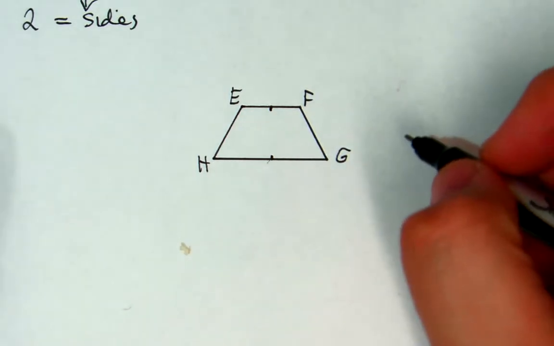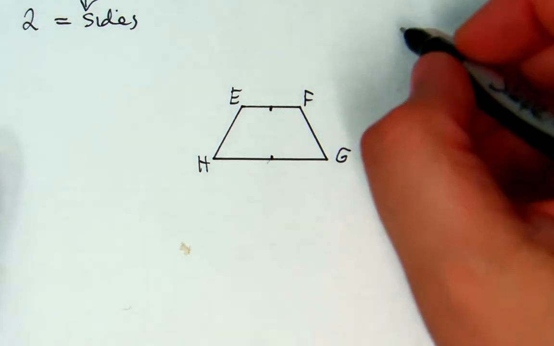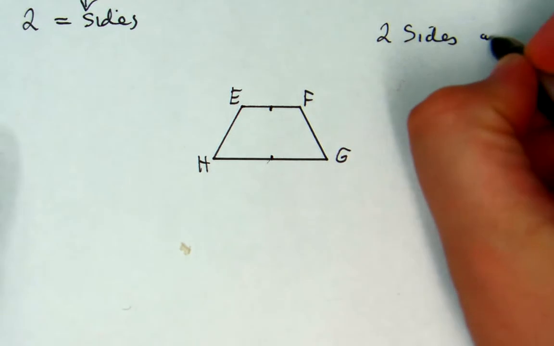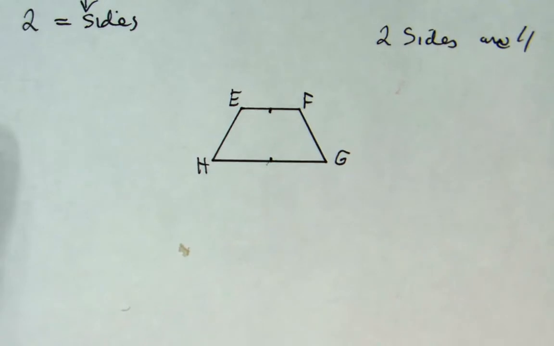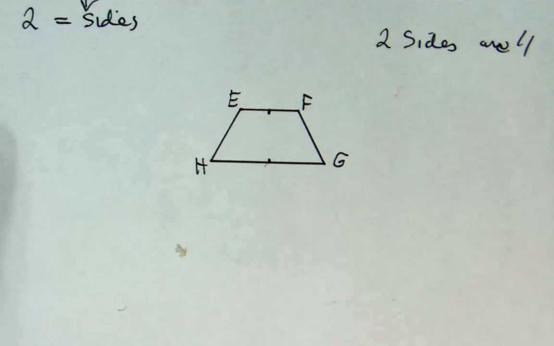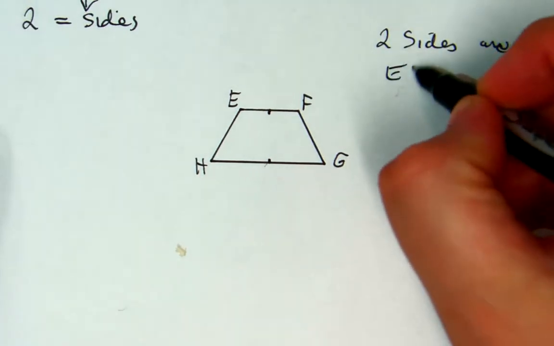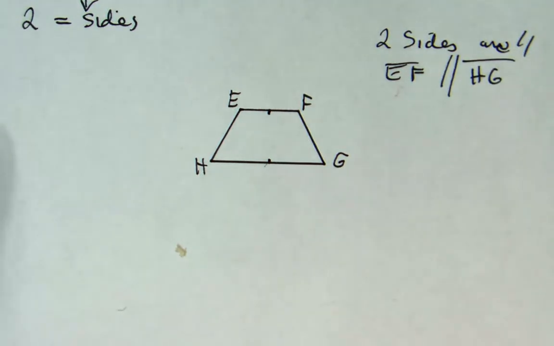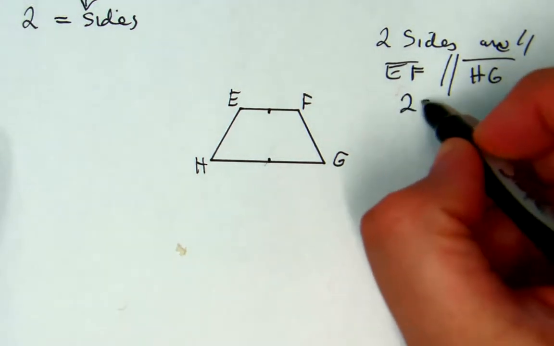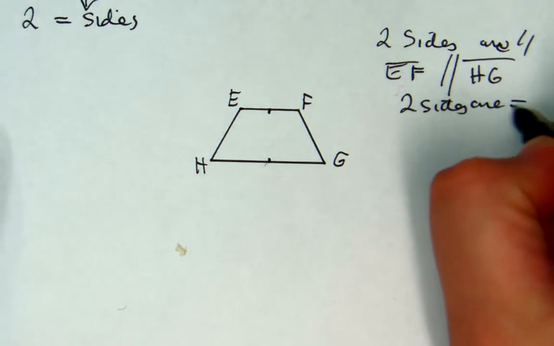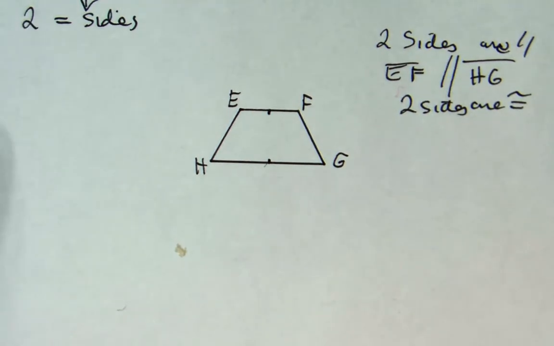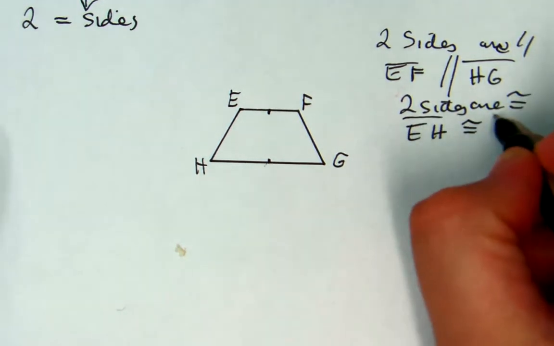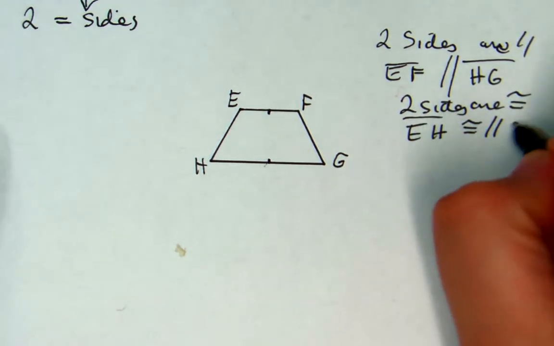Since it's a trapezoid, two sides are parallel. So we have to be able to find the parallel sides. Just looking at it, which two sides are parallel? EF is parallel to HG. Two sides are congruent. Which two sides are congruent? EH is congruent to FG.